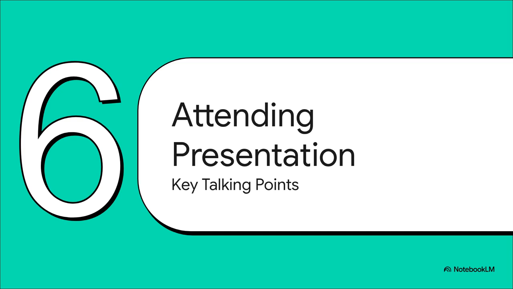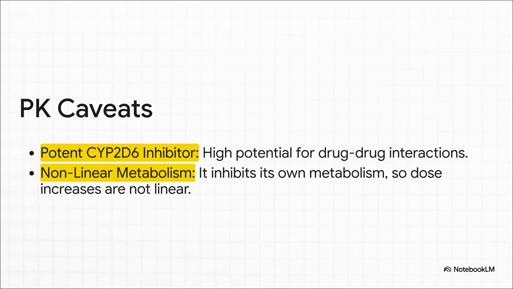And now, the final play in our book, presenting your plan to your attending. You've done your homework, you've made your choice, and now it's time to show them you know your stuff with these key talking points. You'll want to lead with the key pharmacokinetics. First, mention that it's a potent CYP2D6 inhibitor. That immediately signals that you're thinking about drug-drug interactions. Second, and this is a fantastic pearl to have in your back pocket, mention its non-linear metabolism. What this means is the drug actually slows down its own breakdown. So as you increase the dose, the blood levels can jump way more than you'd expect. It shows you thinking one step ahead.